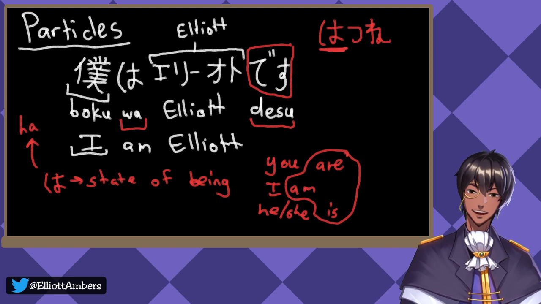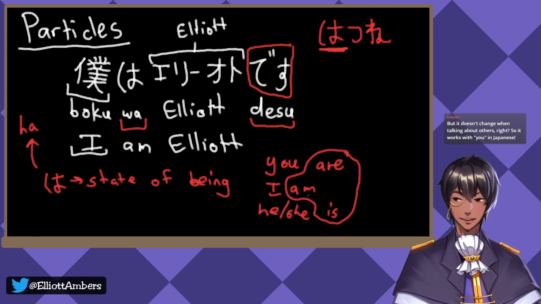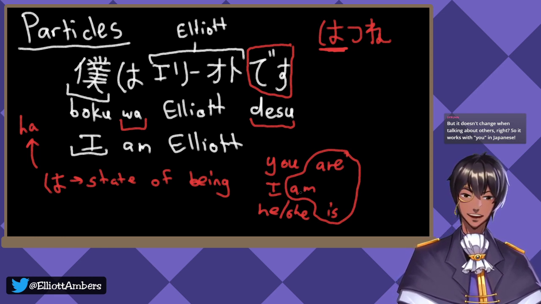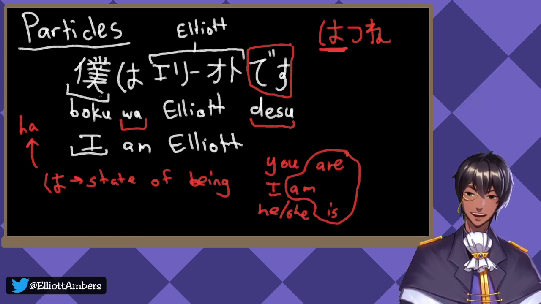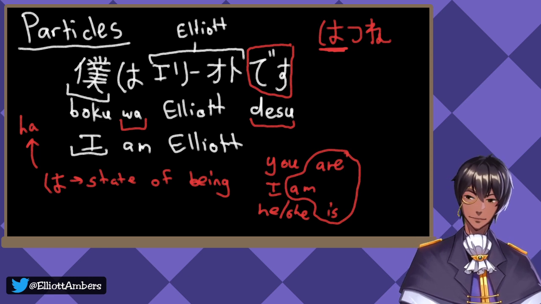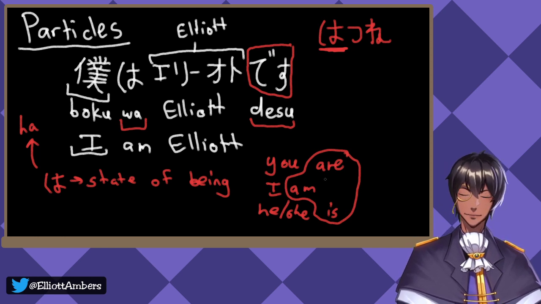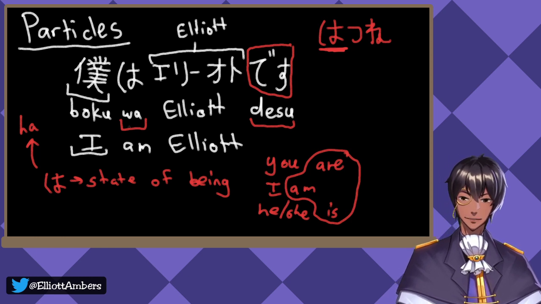Because unlike in English where are, am, and is, these change when talking about others. So unlike in English where we have I am, you are, he, she is, I could say boku wa, I could say kimi wa, I could say kanojo wa if I'm referring to a girl, kare wa if I'm referring to a boy. This here, the wa, refers to any object or any person. So as opposed to having different conjugations, different versions of it based on the context, it's always going to just be wa.